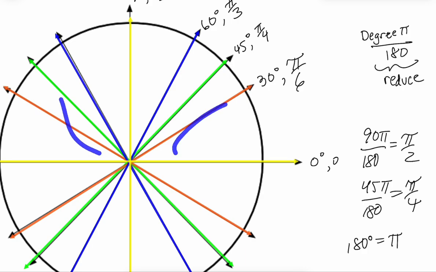All of the red ones should have a 6 denominator once reduced. All of the green ones, a 4. All of the blue ones, a 3 denominator once reduced. Everything is related to the first quadrant.